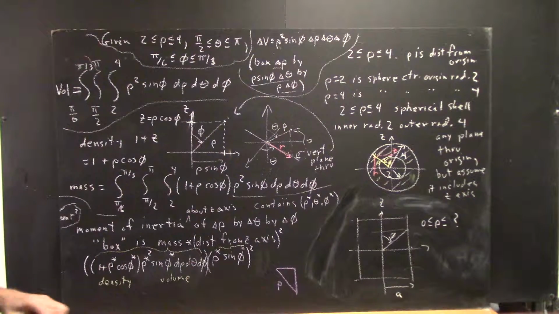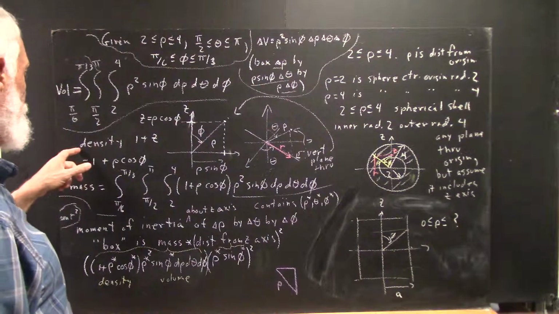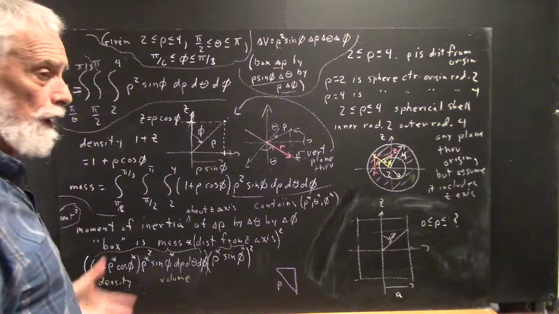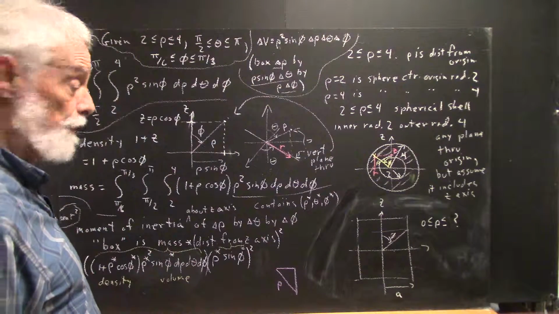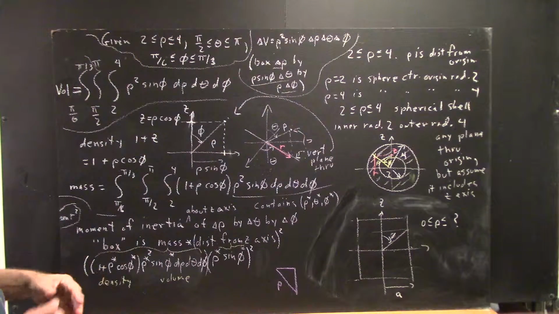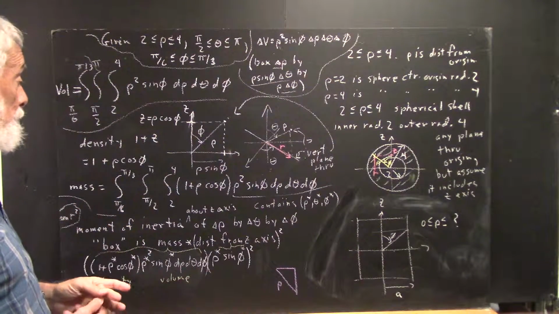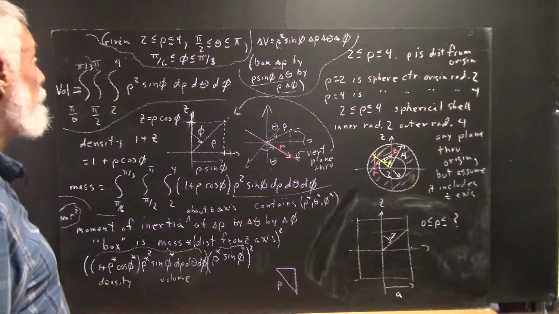But it gets more interesting if we give things a density. Okay, so in this case, I'm going to assume a density that's equal to 1 plus z. Now you say, what the heck is z? This is in spherical coordinates. Well, the spherical coordinate system is set up on an x, y, z coordinate system. It's just that we're using rho, theta, and phi.